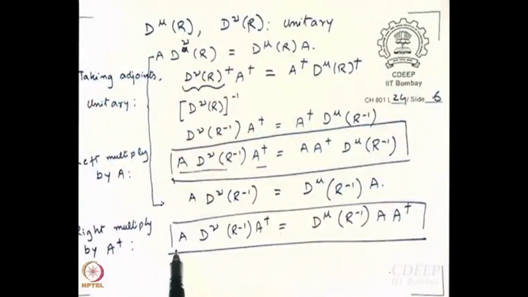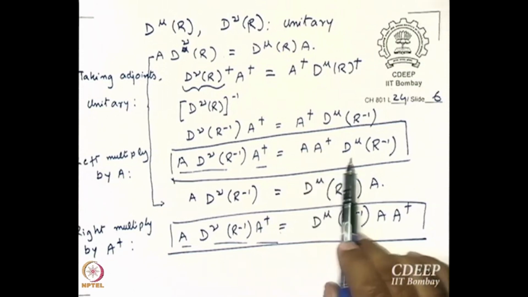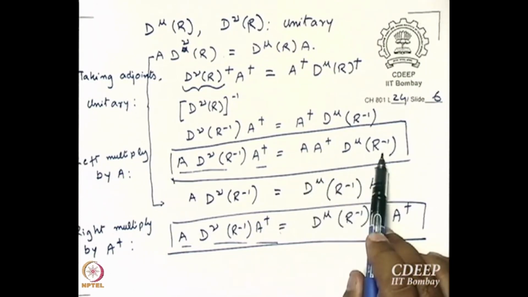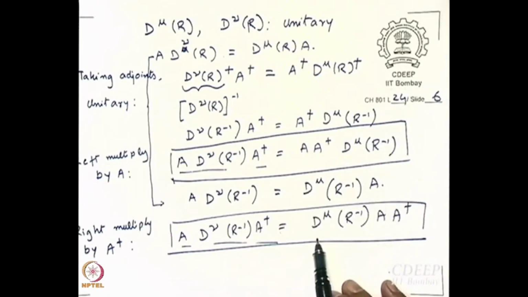Right? So what do I eliminate? I eliminate this and this. And I am going to get A dagger d mu R inverse equal to d mu R inverse A dagger. Right? So what is that? That is commutation. Isn't it? Commutation. A dagger d mu R inverse is equal to d mu R inverse A dagger. Right?